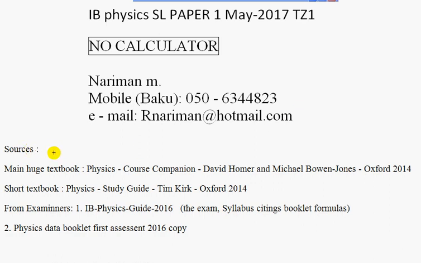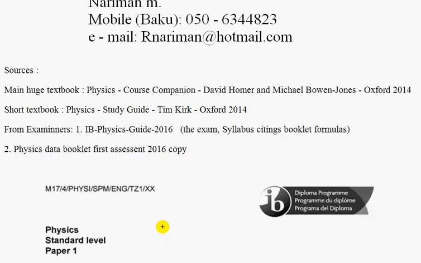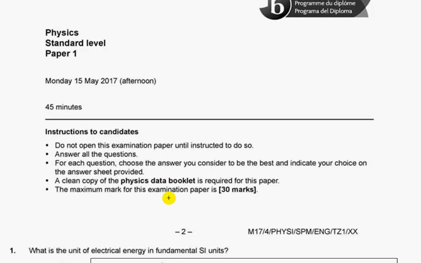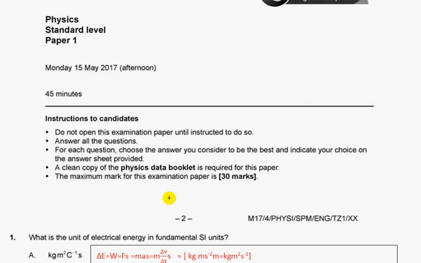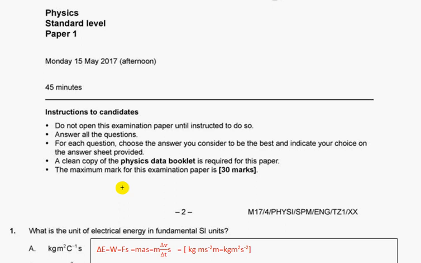Sources to prepare for the exam: the main huge textbook, the short textbook, and you should have the physics data booklet, which includes formulas. This booklet will be available for you on the exam, and also the IB Physics guide, which has the syllabus and cites these formulas. This is a cover page of the exam. As we can see, a clean copy of the physics data booklet is required. 45 minutes, 30 questions. Let's go on.